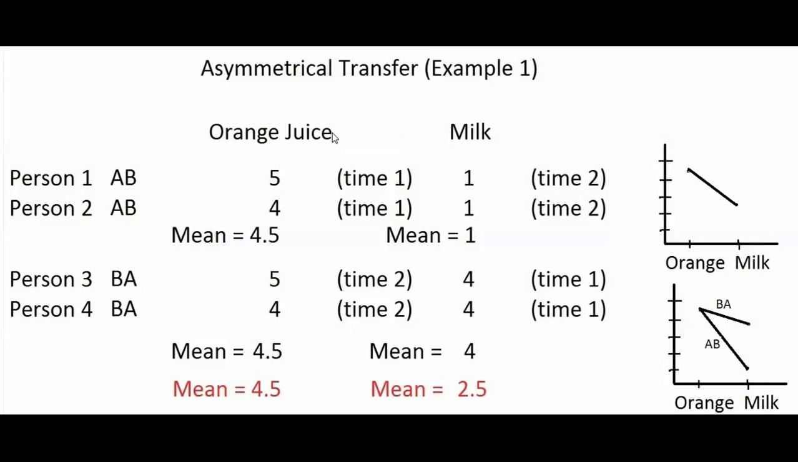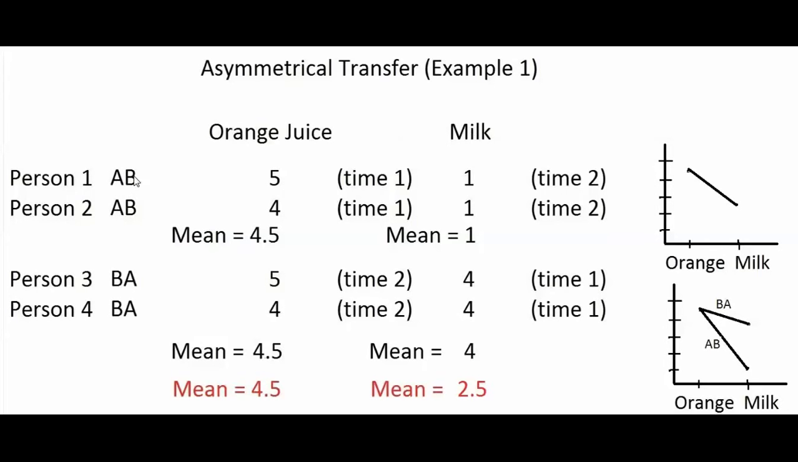This study is a taste test study in which each participant is tasting orange juice and rating it, and is also tasting milk and rating it. Each participant is tasting both drinks, so this is a within subjects design. This study has one independent variable, which is type of drink, and the two levels are orange juice and milk. We have an orange juice condition and a milk condition.